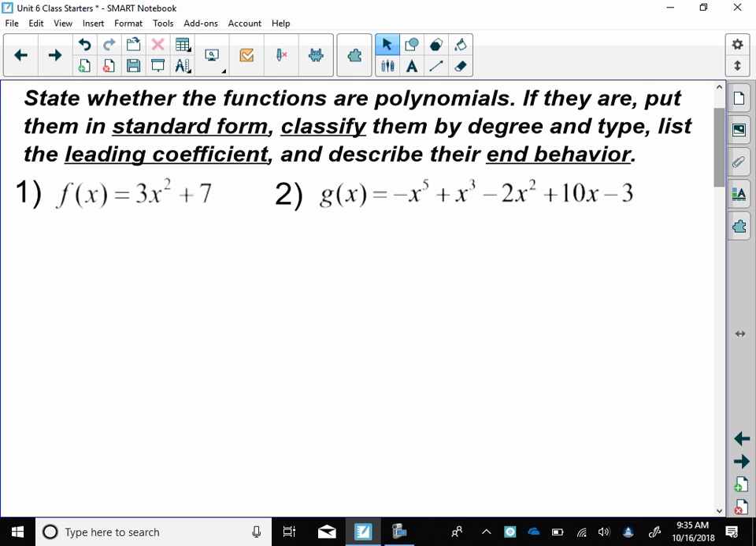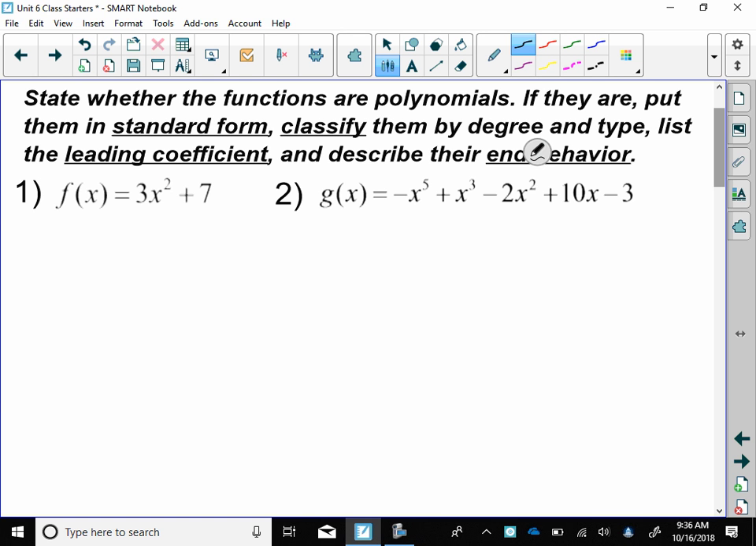And that's what you're asked to do here on number 1 and 2. They're already written for you in standard form, so we don't have to worry about that. So for number 1, how would you classify that polynomial? First off, is it a polynomial? Yes. How do we know? Good. So the exponent is a whole number. So that means there's no fractions, there's no decimals, and it's not negative.